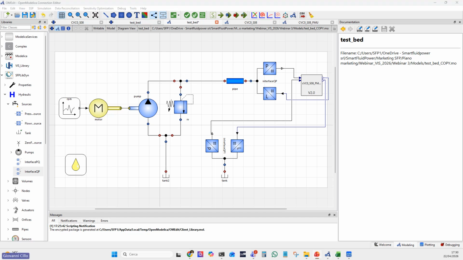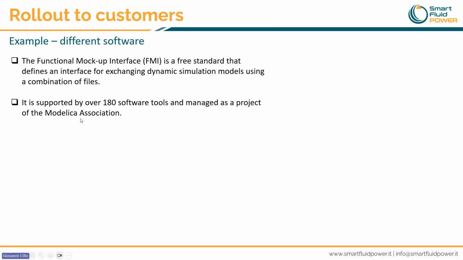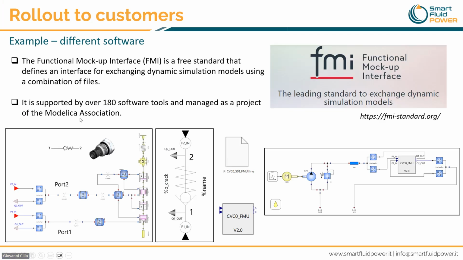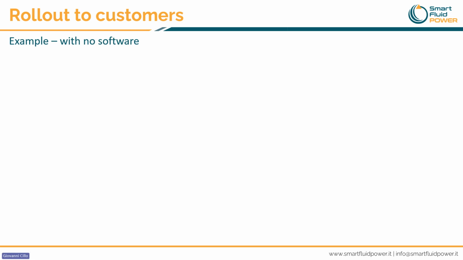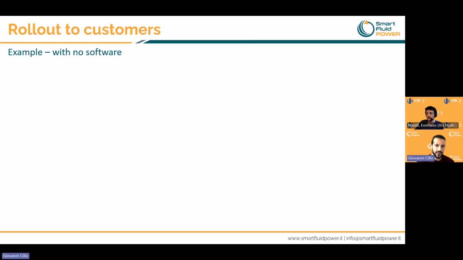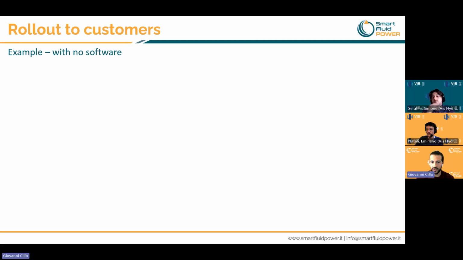Okay, let's see the last case. The example is if the customer does not have any simulation software. Even in this case, it is still possible to use the model. The FMU created with SmartFluidPower library, that is license-free, can be integrated into an open source environment.